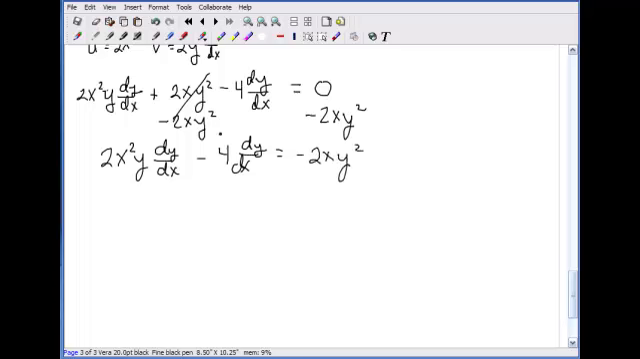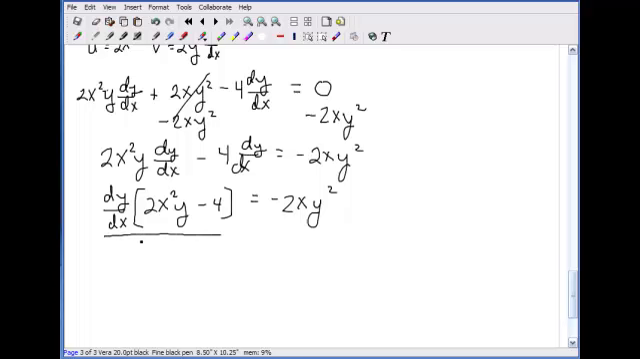Next step is both these terms have a dy/dx in common, so we can factor out a dy/dx using GCF factoring. My leftovers will be 2x squared y minus 4. Here we have dy/dx multiplied by something, and we're wanting to solve for the dy/dx, so the inverse, or the operation to undo, is to divide, so we divide both sides by 2x squared y minus 4.